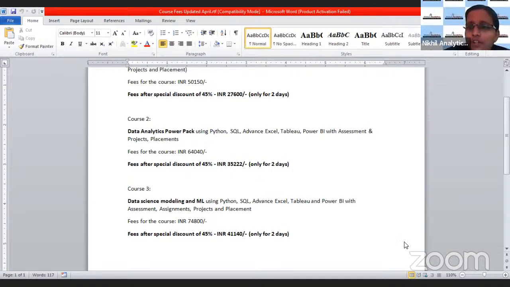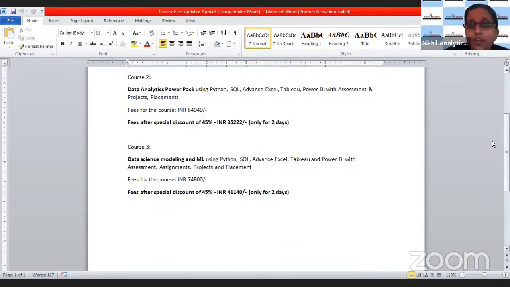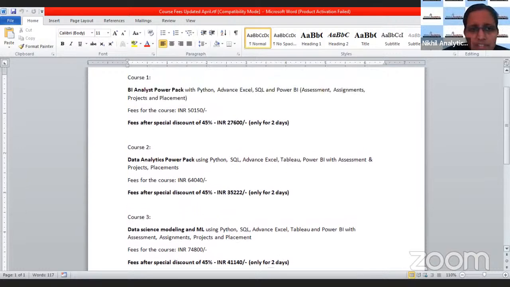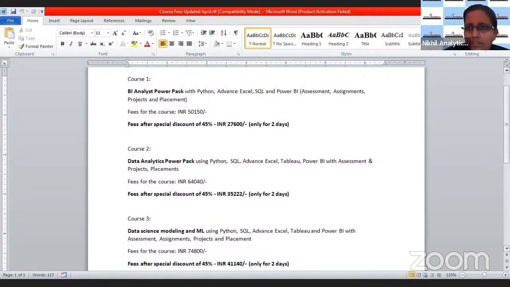And if you want to start your career in data science, wherein you learn all the algorithms of data science, and obviously it has more scope and opportunities, then you will learn Python from the data science perspective, along with SQL, Excel, Tableau, and Power BI. The fees is 74,800. With the special offer, it is 41,140, again applicable for 2 days. These are the fee structures for the courses currently suitable for you.